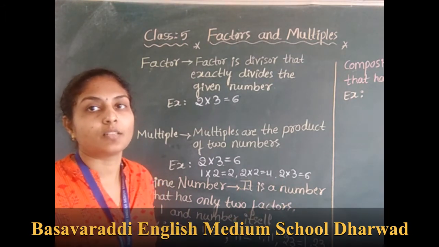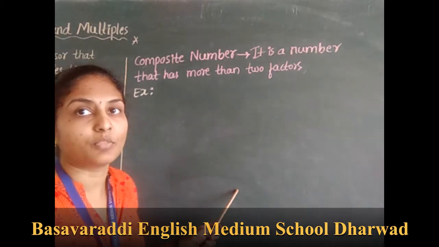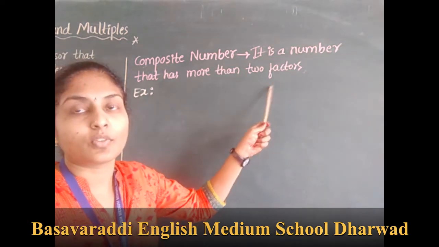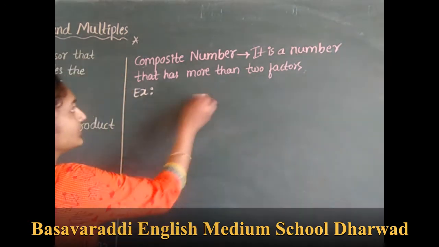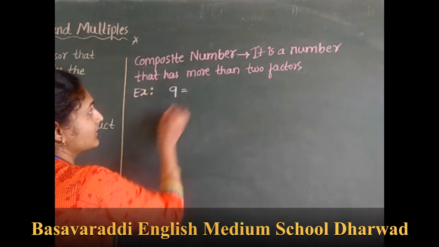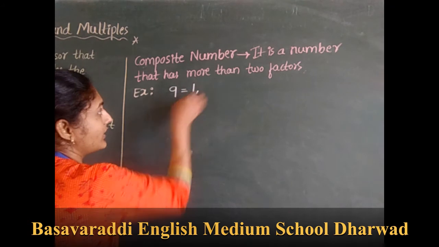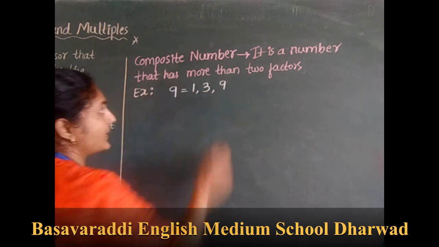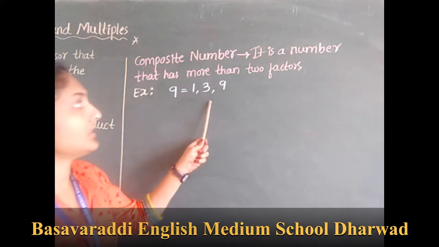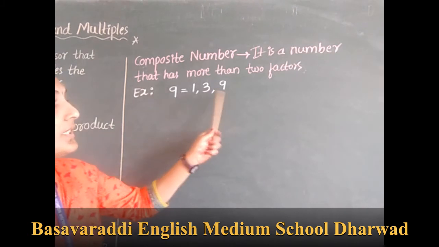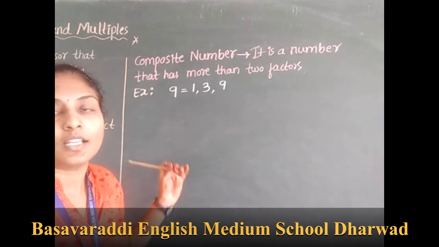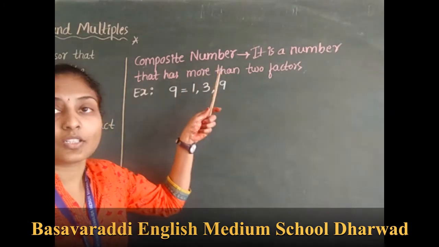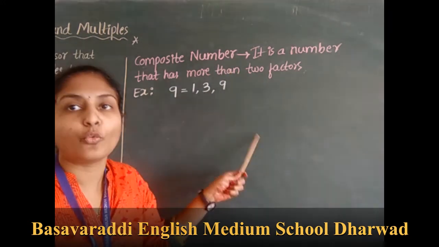Okay, next one, the composite number. A composite number is a number that has more than two factors. For example, 9 has the factor 1, and it is divisible by 3 also, and it is divisible by 9. So now it's clear. The composite number has more than two factors. A prime number has only two factors, 1 and itself, but the composite number has more than two factors.